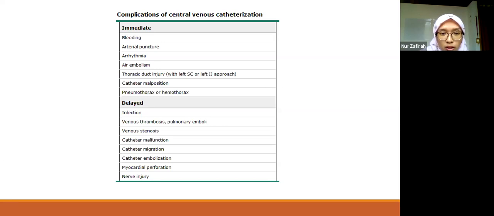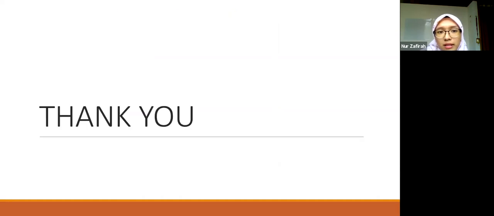Next is myocardial perforation, especially if the tip of the catheter is inserted into the right atrium, so later it can puncture the wall of the heart. And the last of the late complications is nerve injury. So that is for central venous access.